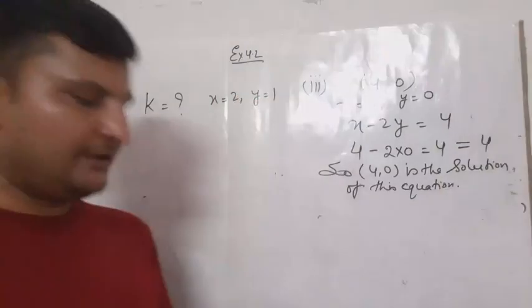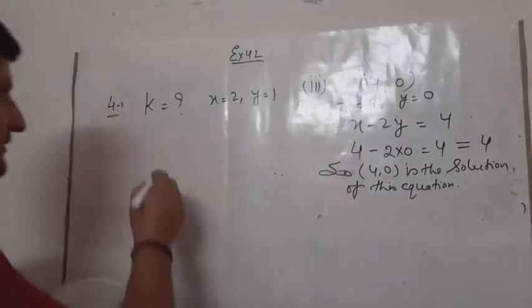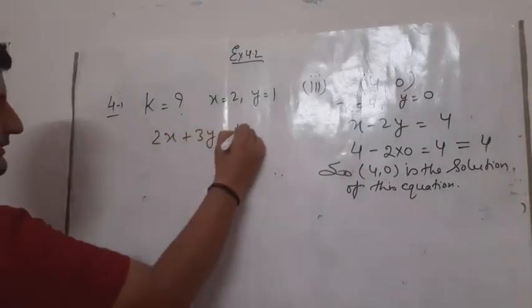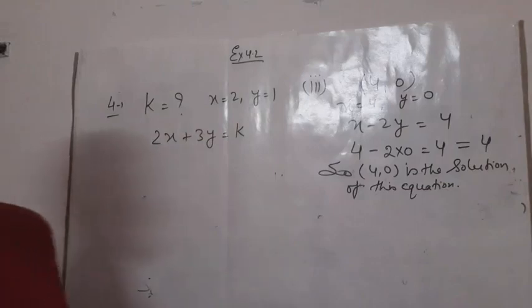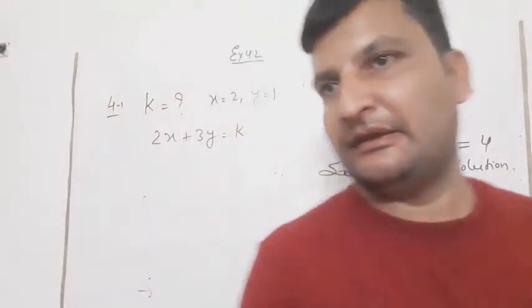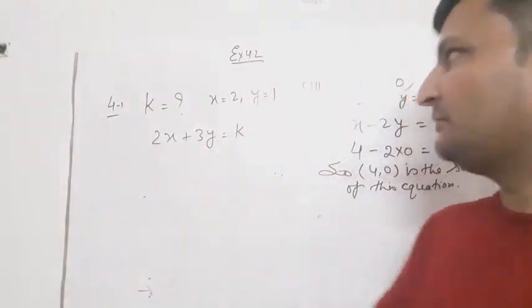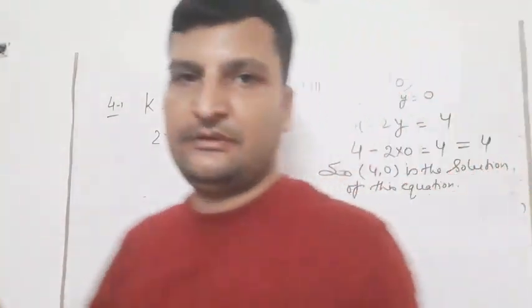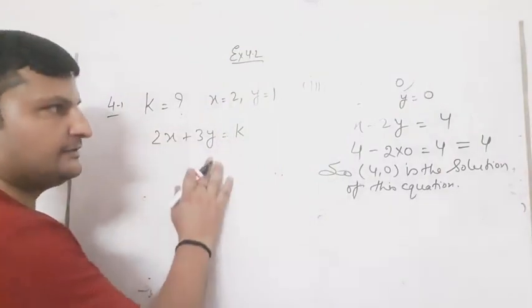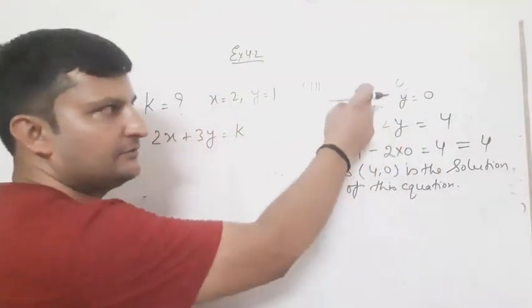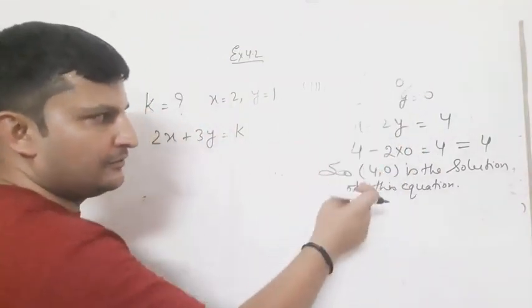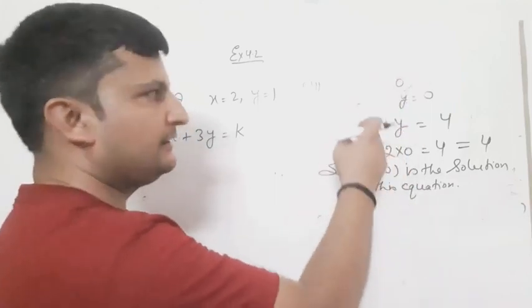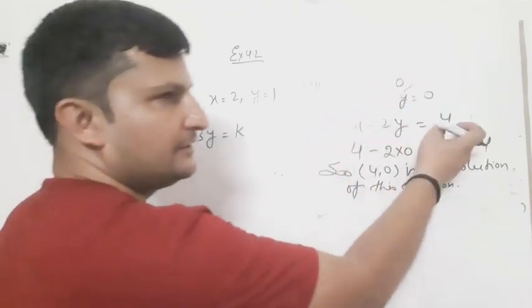x is equal to 2 and y is equal to 1 is a solution of the equation 2x plus 3y is equal to k. So the question is we have to find the value of k if x is equal to 2 and y is equal to 1 is the solution of this equation. I have told you earlier that if these are the solutions of this equation, suppose (4, 0) is the solution of this equation, so we put 4, 0 here. So we have got the value 4 is equal to 4.